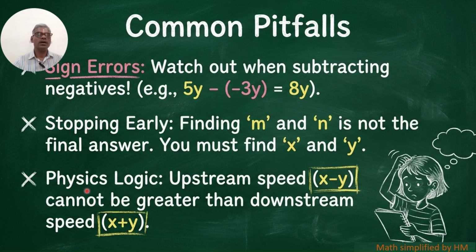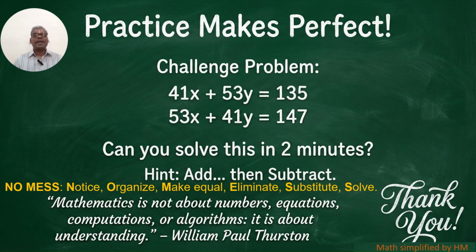Please note the physics logic. Upstream speed cannot be greater than downstream speed. While calculating upstream speed, we subtract the current speed from our boat speed, and while moving downstream, we add the current speed to our boat speed. Practice makes perfect, you know that. So try different examples, 4 to 5 examples for your mastery.